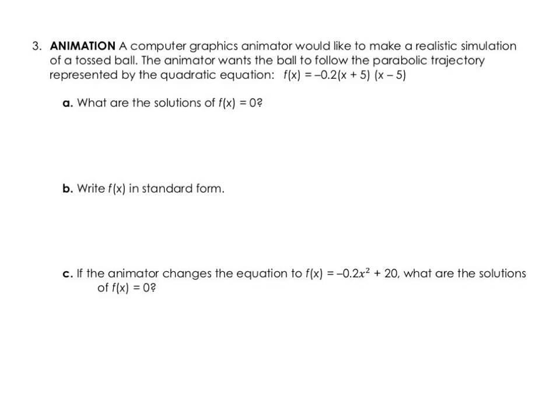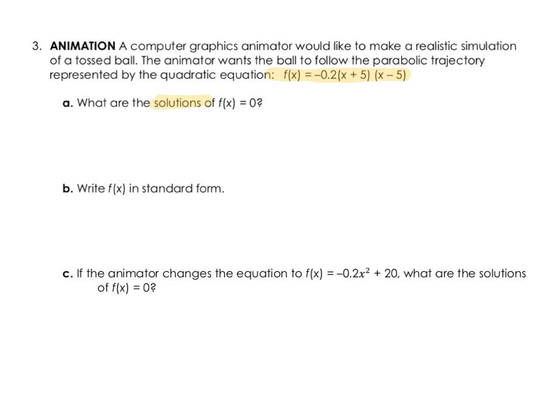All right, number 3. A computer graphics animator would like to make a realistic simulation of a tossed ball. The animator wants the ball to follow the parabolic trajectory represented by the quadratic equation, this one right here, negative 0.2 times x plus 5 times x minus 5. Now, part A is asking us what are the solutions of f of x equals 0.